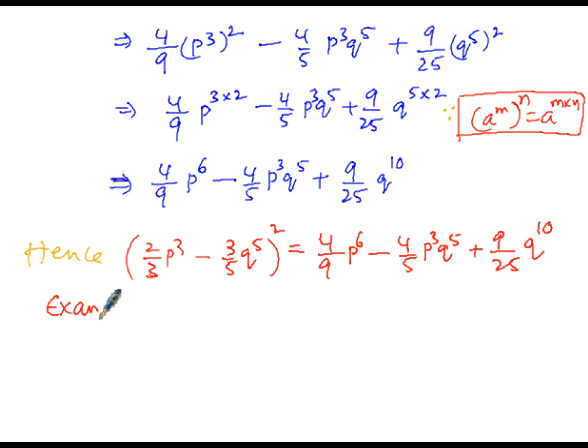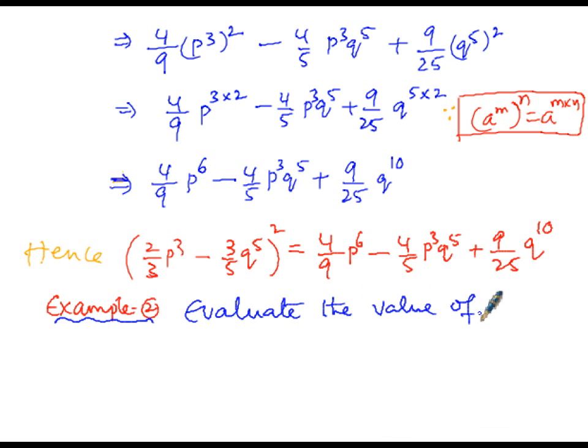One more example, that is example number 2. In this example, let us evaluate the value of 198 whole square by using an identity.